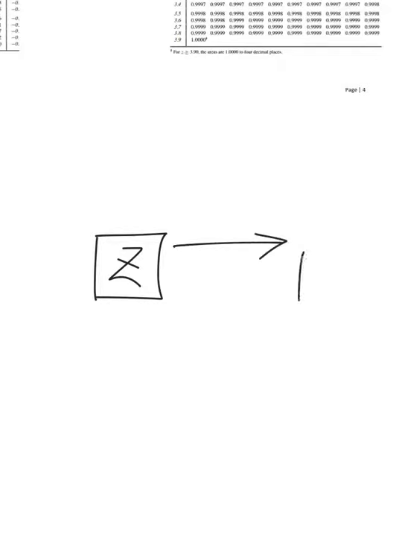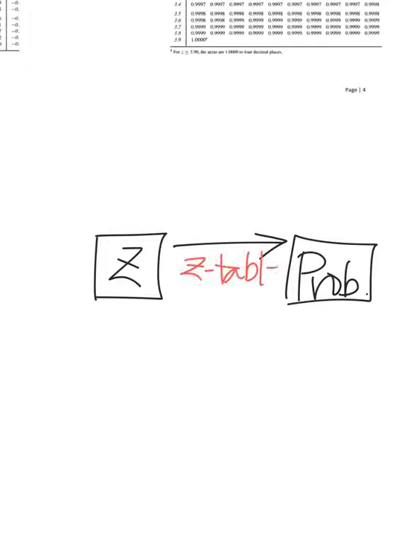Before, we had a z-score. We took a probability from the z-table. But remember, it is always to the left, right? Yeah. But now we need the z-score from a probability. This way.